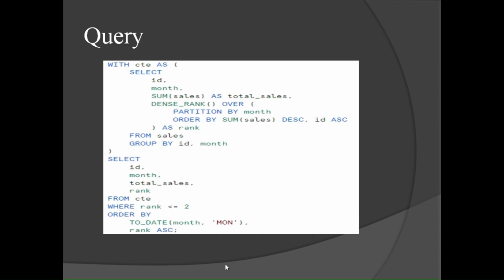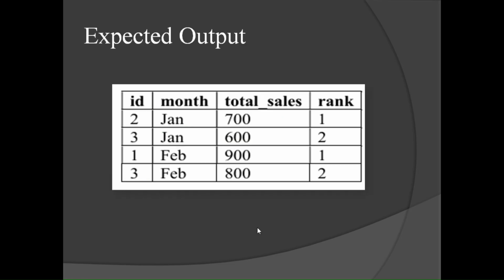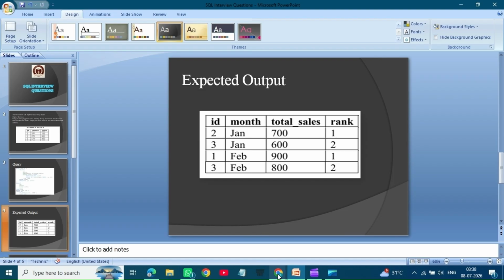Finally, we sort the output. The to_date function with the month format converts the month abbreviation into a date value so that months appear in their proper calendar order instead of alphabetical order. We also sort by rank in ascending order so that rank 1 appears before rank 2 within each month.